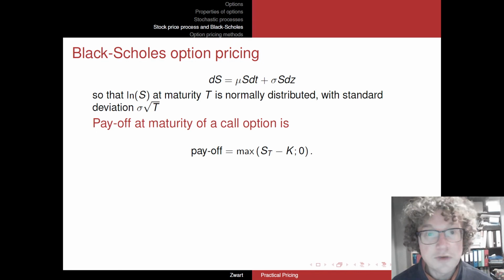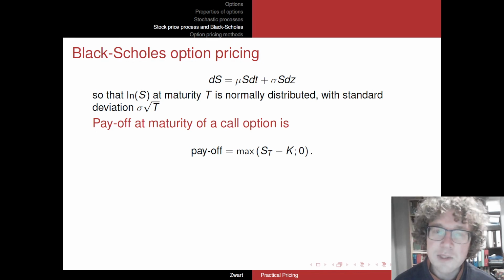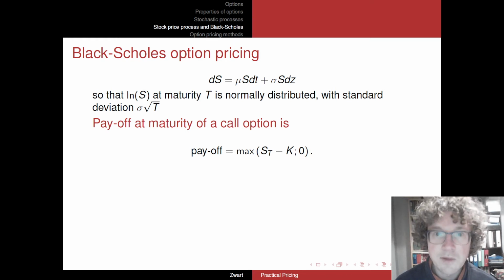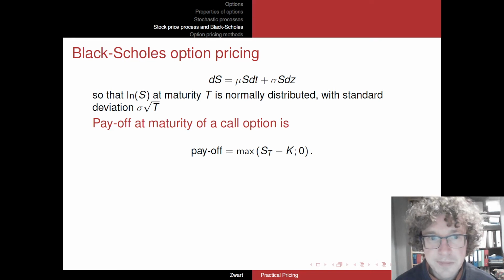Well, that brings us to option prices. If we know how this stock price itself evolves, if it evolves according to this geometrical Brownian motion, then we know indeed that the natural logarithm of this stock price will be normally distributed, with some standard deviation of sigma square root of t. And again, this stock price itself will then be log normally distributed. So let's have a look then at an option.